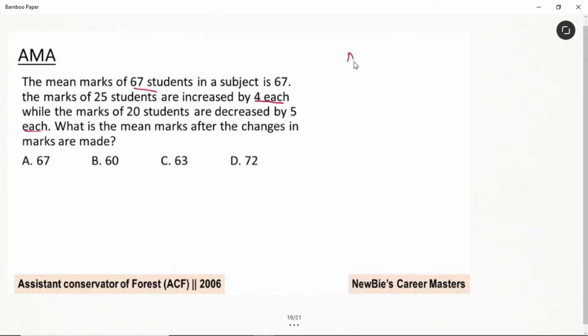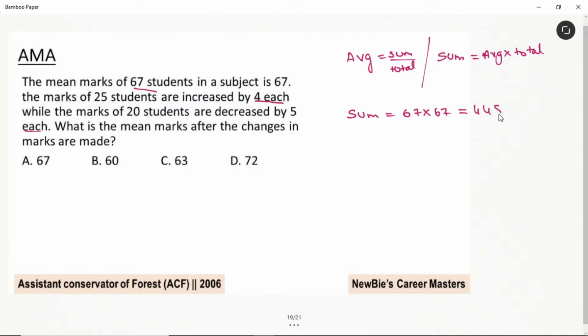Newbies, the average formula is sum divided by total. Then what is the sum formula? Average into total. We'll take total marks, that is sum. Sum is equal to 67 into 67. 67 is the average and 67 students are there. Now, 67 into 67 is 4489. This is their total marks.